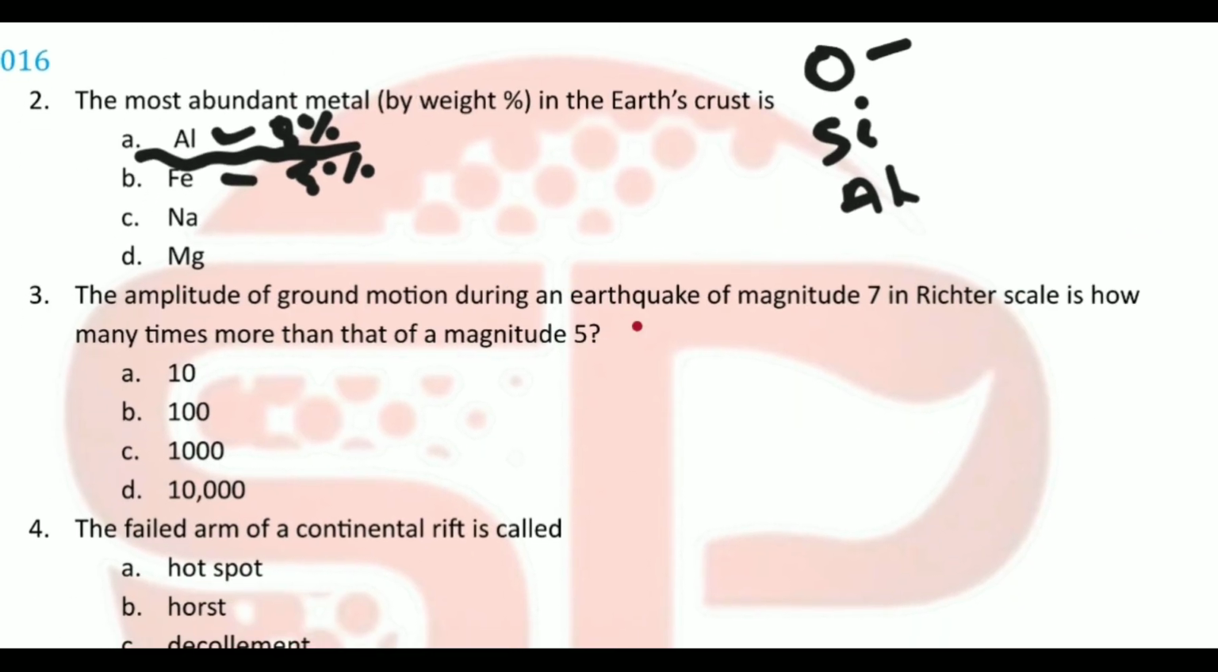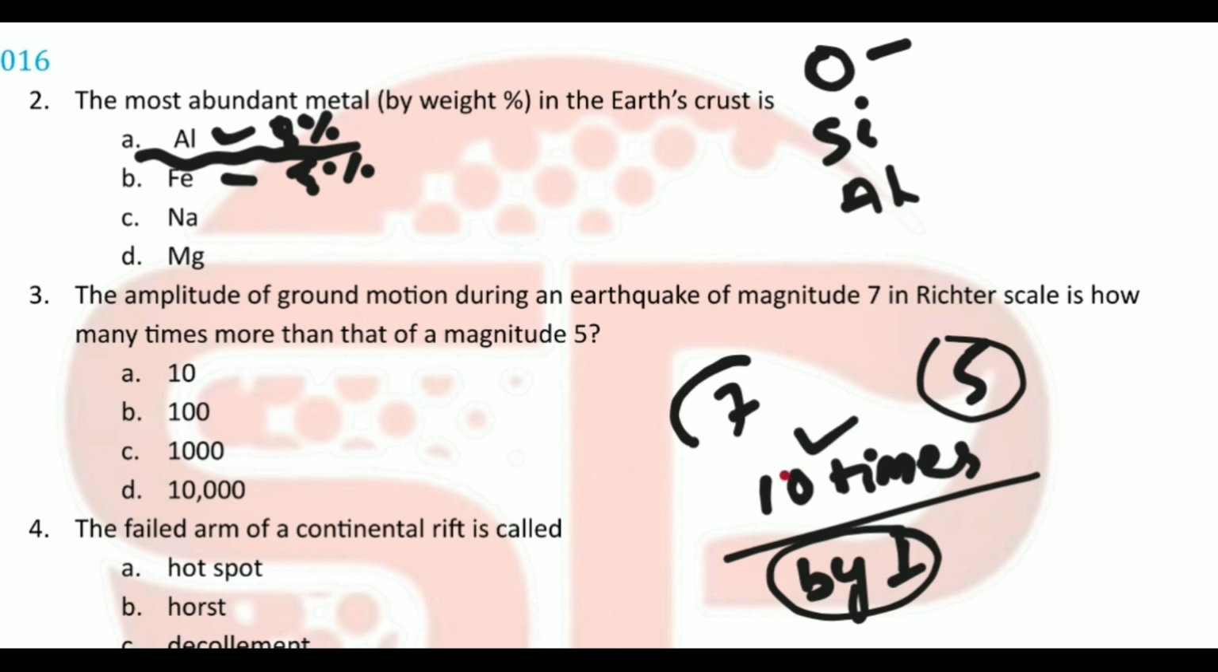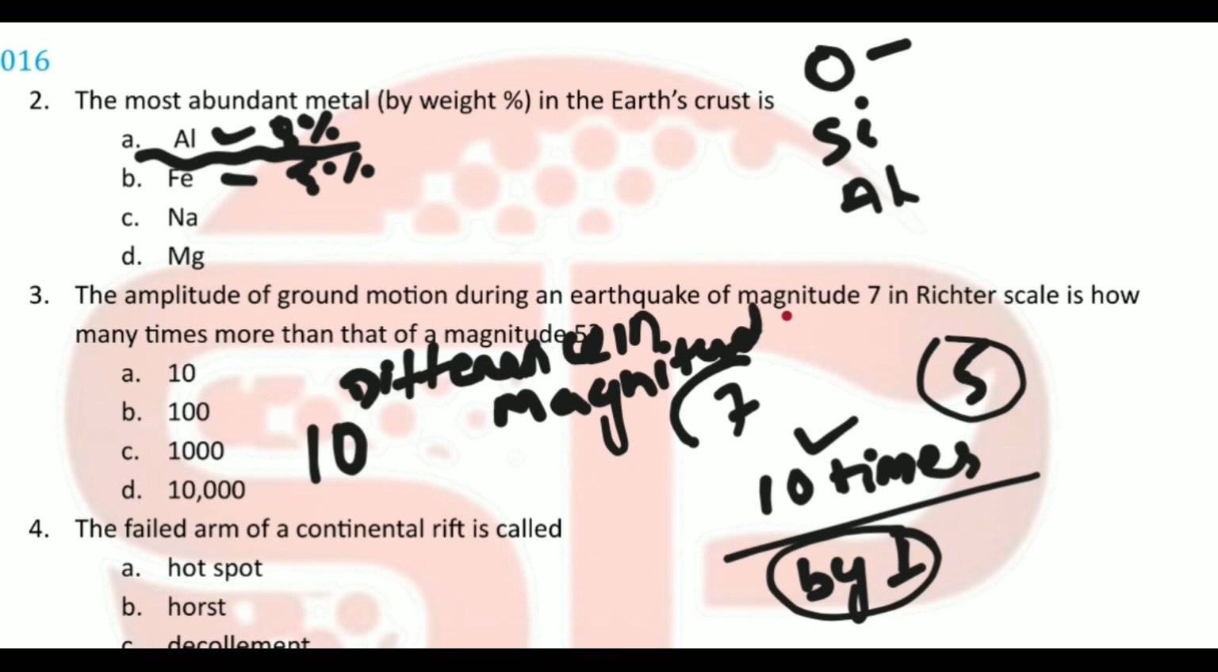The amplitude of a ground motion during an earthquake of magnitude 7 is how many times more than the magnitude of 5? In the Richter scale or magnitude scale, the amplitude increases 10 times when the magnitude increases by 1. So from 5 to 7, the amplitude will increase 100 times. So from 5 to 6, 10 times, and 6 to 7, another 10 times. You can calculate by 10 to the power of the difference in magnitude. It will be 100.